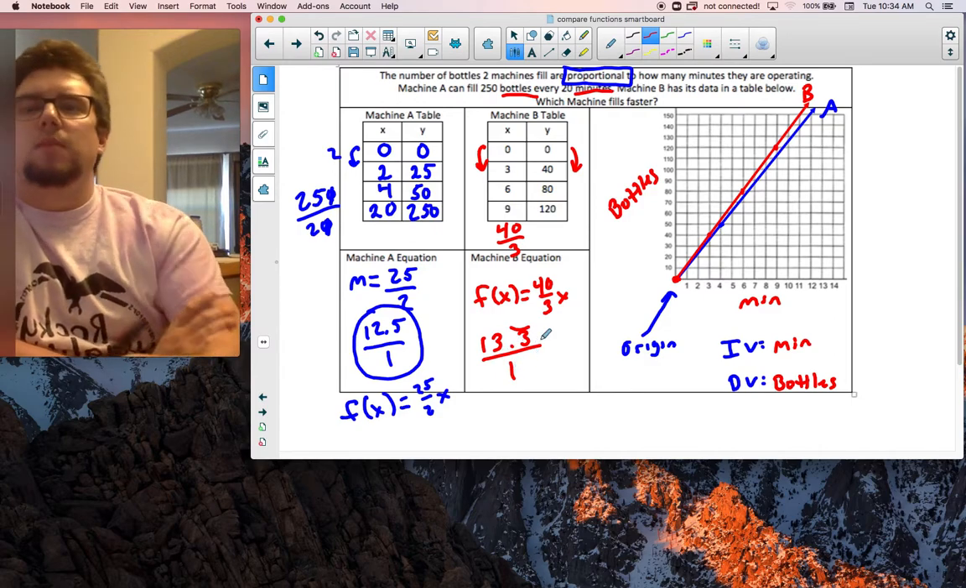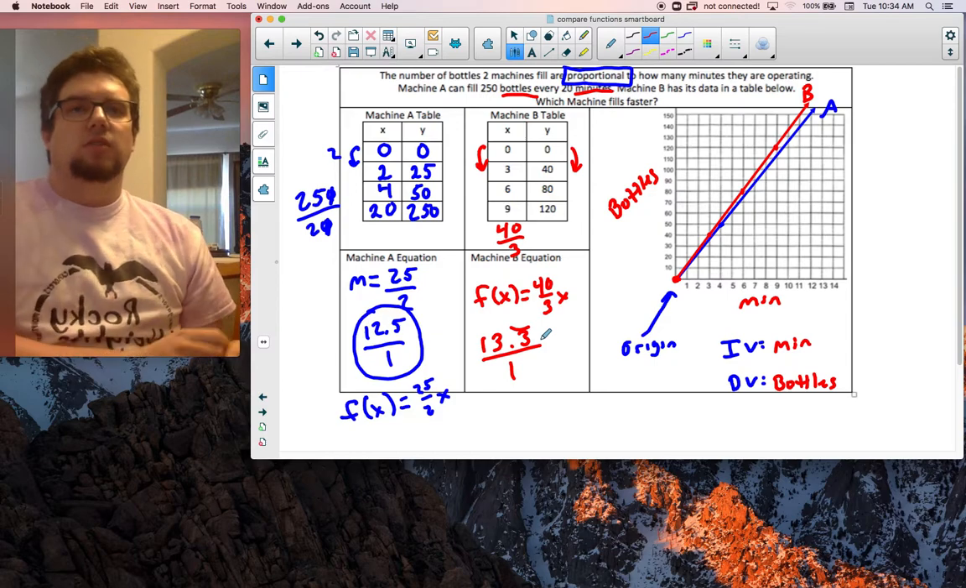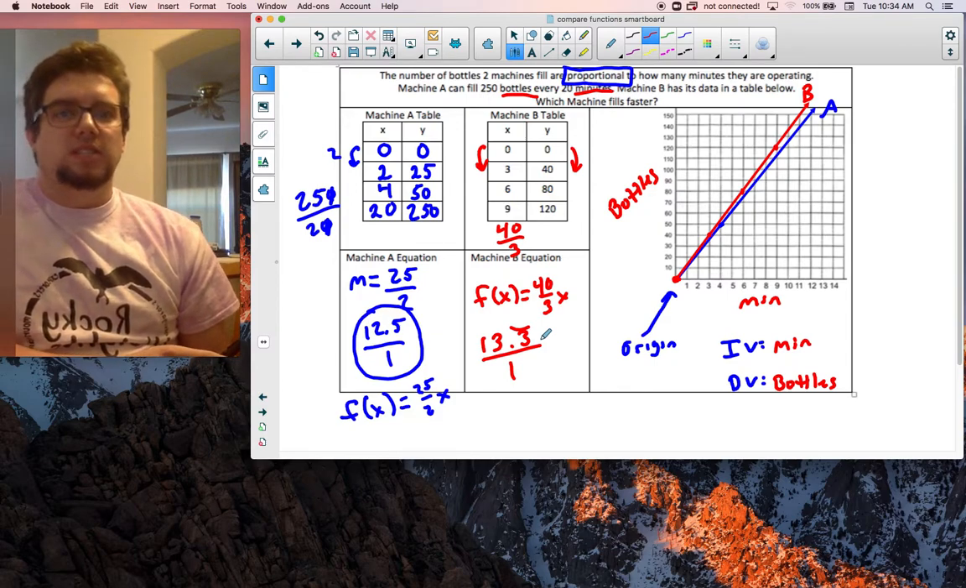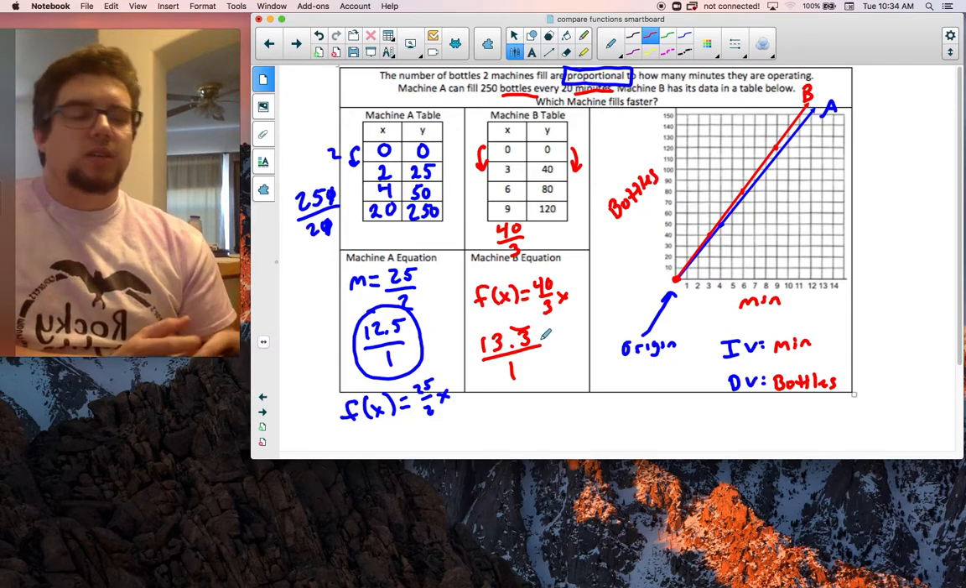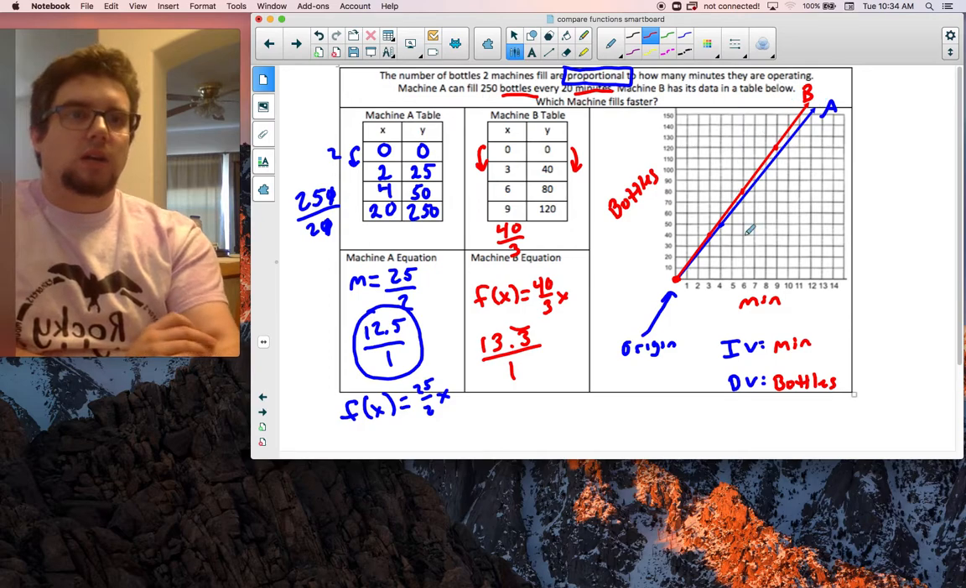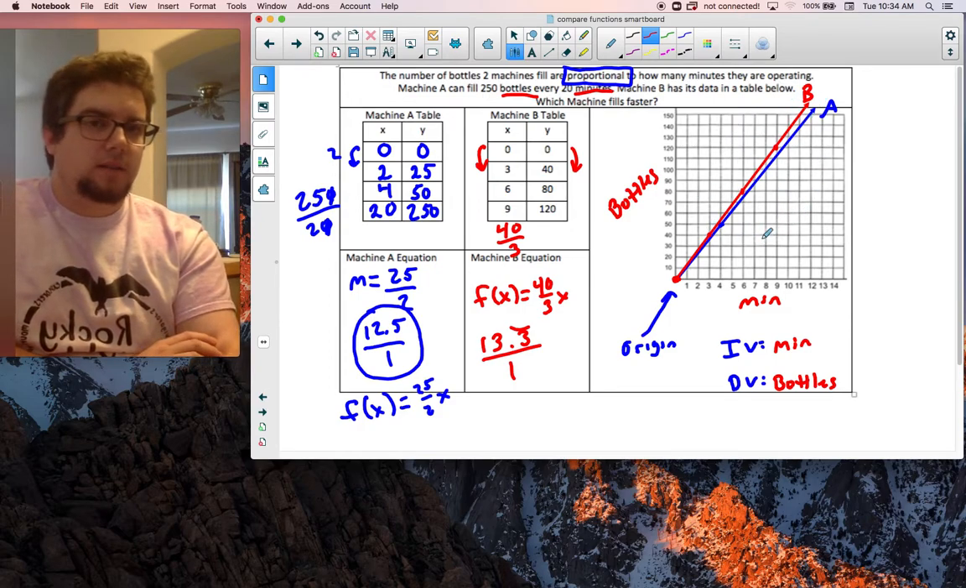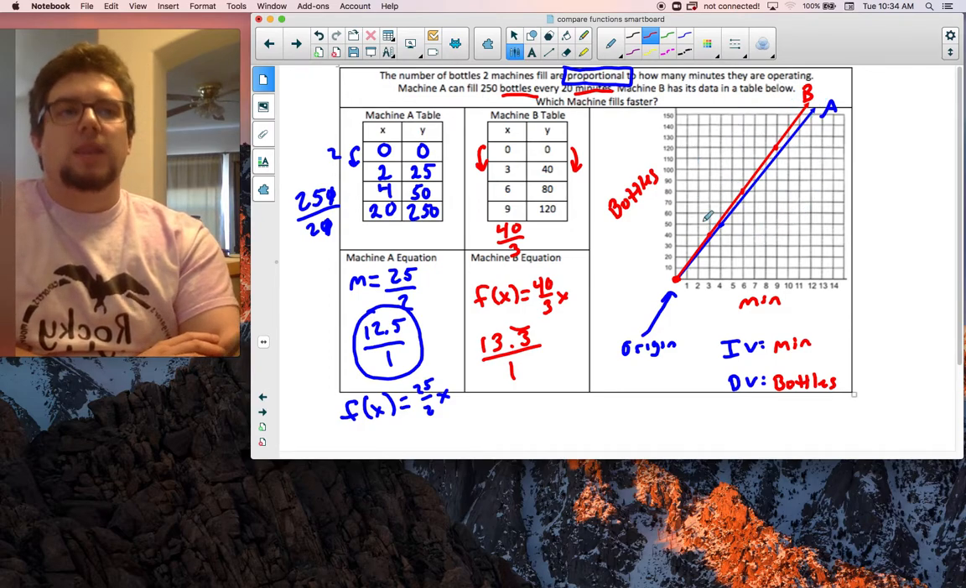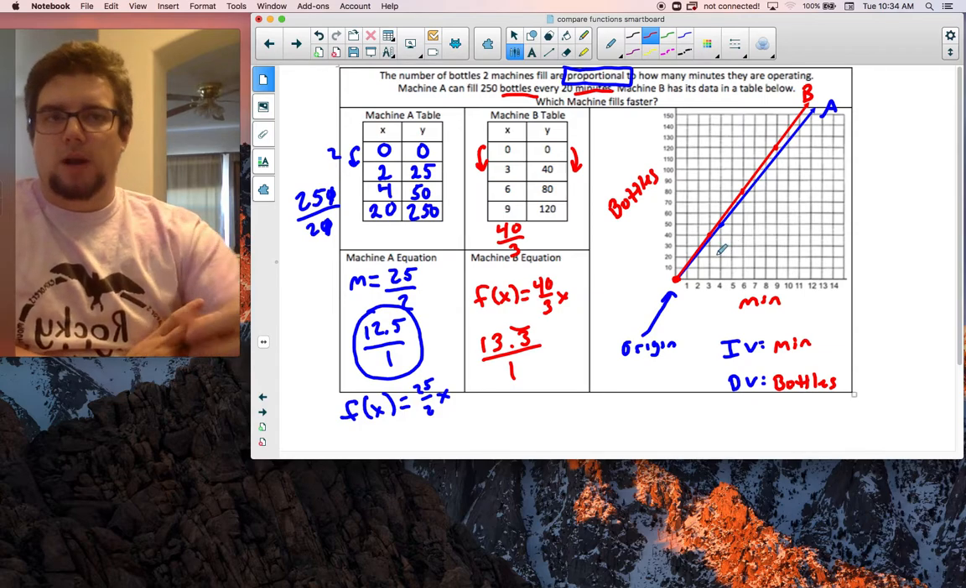So again, when we compare functions, we need to make sure that we have boiled our functions down to the same form. So either we're going to compare equations, we're going to compare their tables, we're going to compare their graphs. Once you have them in the same form, then you can start making those comparisons.